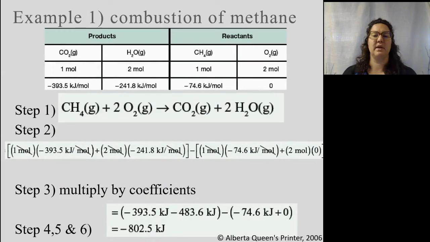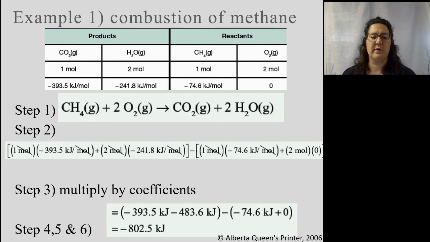Here's an example of the combustion of methane. We start with a chart with our products and reactants, and then we have the heats of formation here in the chart. Step 1, have a balanced chemical reaction: methane gas plus 2 oxygen gas produces carbon dioxide gas plus 2 water vapors.